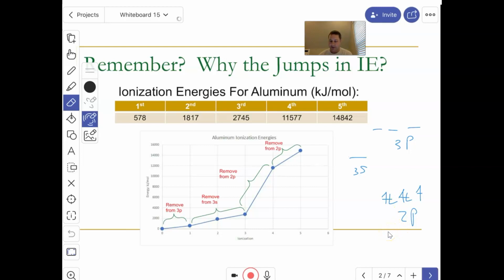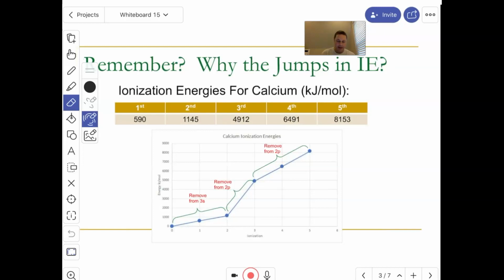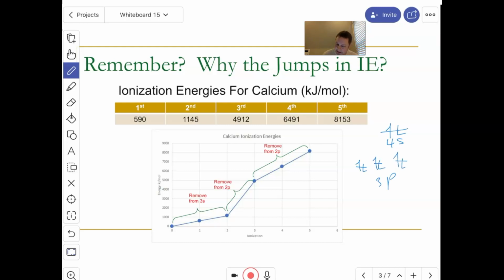Just to show you maybe another example of that, here's calcium. Same kind of idea. I will draw what calcium looks like. So we've got the 4s has 2 electrons. And then 3p is full. Oh, we got a mistake on this slide here, but I'll correct that in a second by writing over it. And then after that, it would be the 3s.